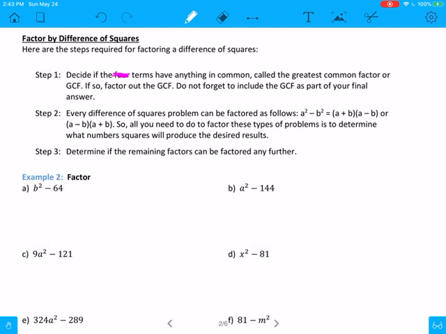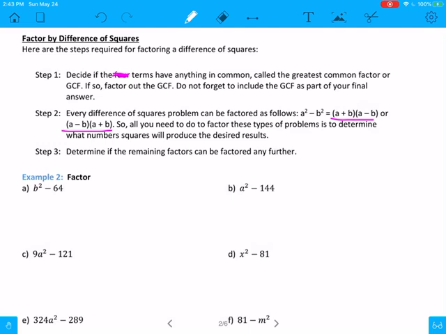Every difference of squares problem can be factored as follows. A squared minus b squared. Oh my goodness, guys. Okay. It equals, you square root the a squared and you get an a in the front of the brackets. Square root the b squared, you get a b at the end of the brackets. And then you need a plus or minus sign. So it can be written like this with the plus sign first, or like this with the minus sign first. It doesn't matter. Just that they have to be different signs.